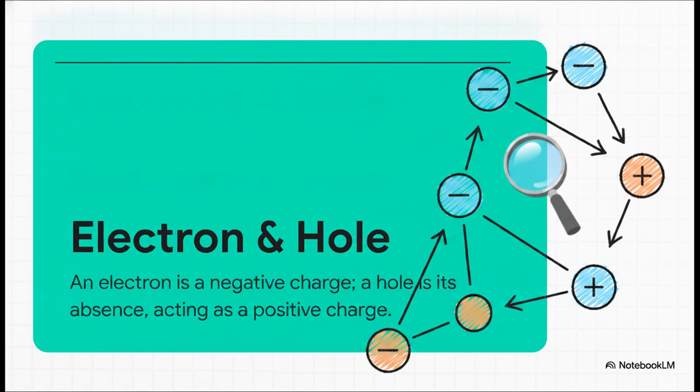You see, it isn't just about the movement of negative electrons. When an electron jumps out of its place in the crystal bond, it leaves behind a vacancy. We call this a hole. Even though it's literally just the absence of an electron, mathematically and practically, it acts exactly like a mobile positive charge zipping around our crystal.